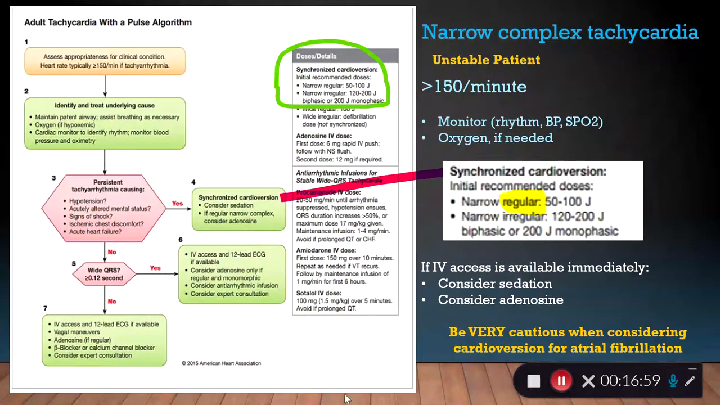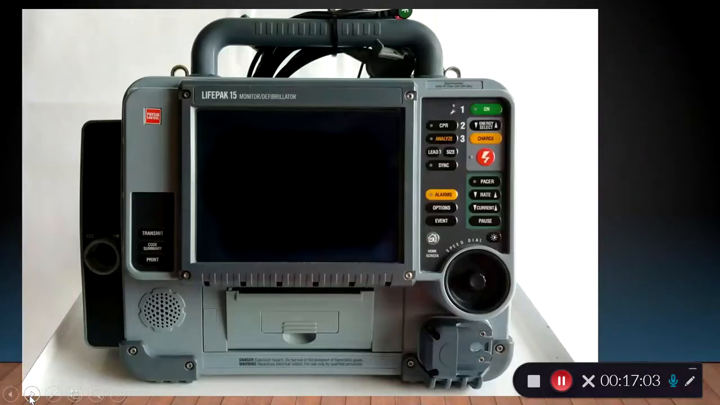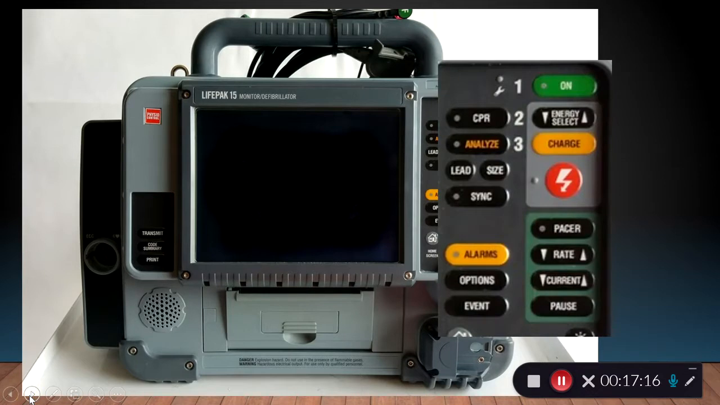And let me see here if I can make this work. Alrighty, so here's our monitor. Okay, now I'm showing the LifePak 15 because that's what we use in our lab a lot. If you have a different monitor, a Zoll or Philips, you'll need to learn that monitor. But for this one, we're going to look to do synchronized cardioversion. We're going to look for that sync button, and it's going to be right there.